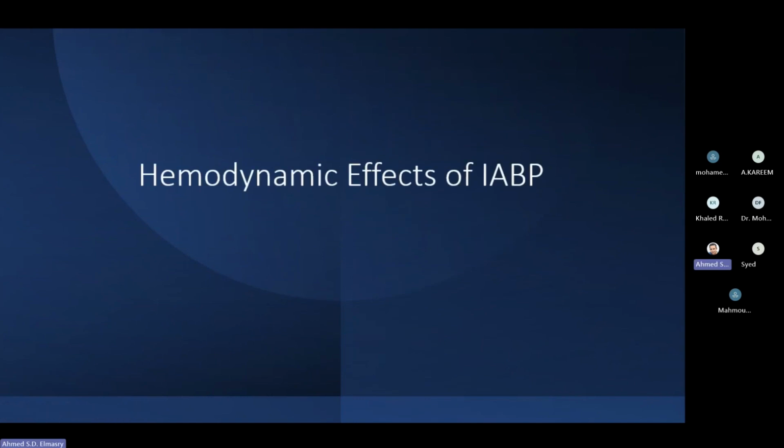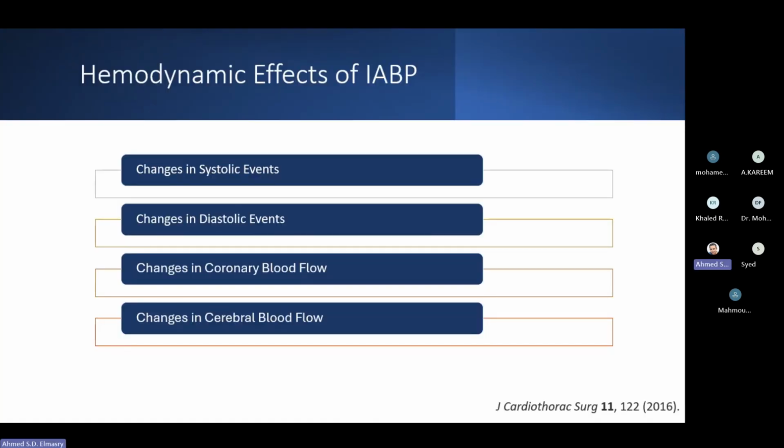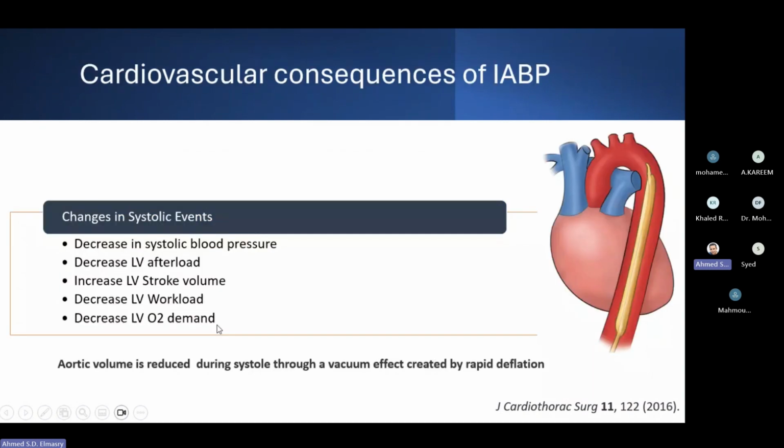And what are the hemodynamic effects of the intra-aortic balloon? You will get changes in the systolic events, and you will get changes during the diastole. You have changes in the coronary blood flow and also changes in the cerebral blood flow. Regarding the changes in the systolic phase, you will get a decrease in the systolic blood pressure.